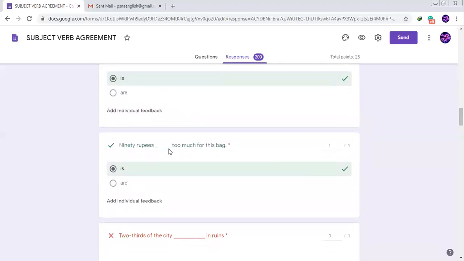And "90 rupees dash too much for this bag". I told you numerical figures are treated as singular, and I gave an example: "100 miles is a long distance". Similarly, 90 rupees, so the answer is "is".